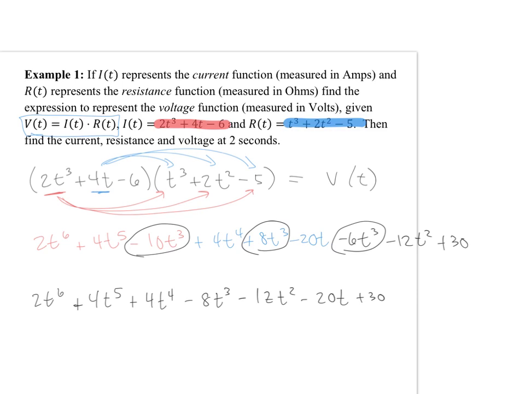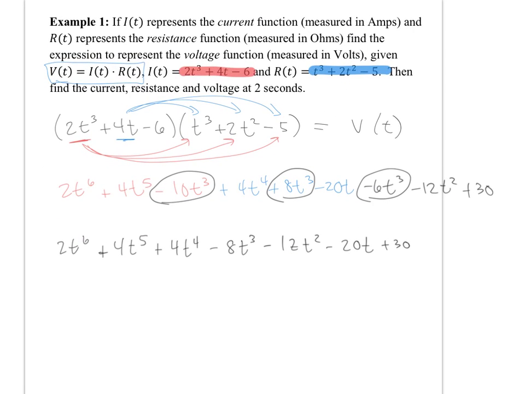Okay. Last part of this problem here says determine everything after 2 seconds. So how do you find, let's start with the current after 2 seconds. What's the current after 2 seconds have elapsed? How do you find that? What does that mean? Yeah, so we need to use the current function at 2 seconds. So what's I of 2 in this case? I got to plug it into the I function, right? Plug in the 2. What do you end up getting?